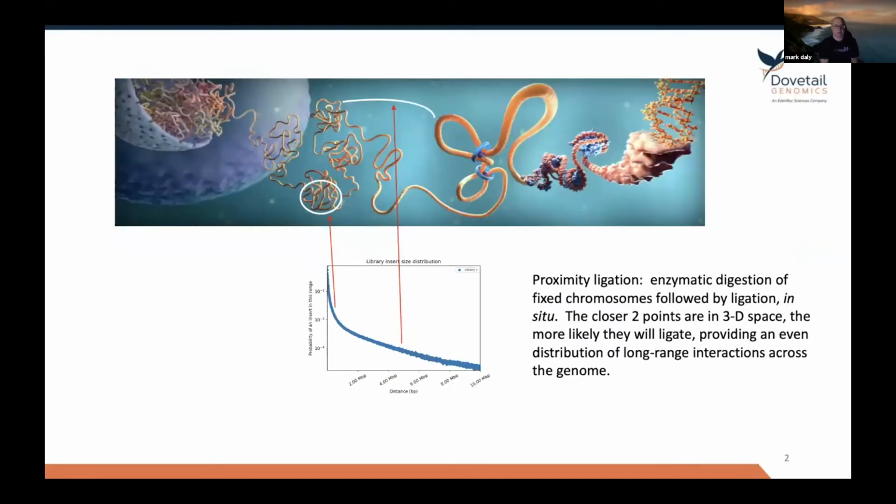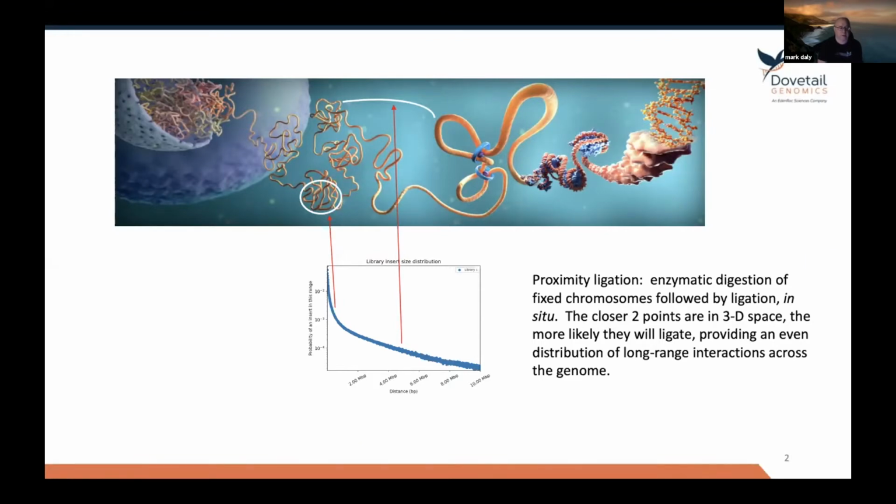So Dovetail is a proximity ligation company. Our core technology is all to do with proximity ligation. And what is proximity ligation? Basically, it's chopping up the chromosomes of an organism's cell in situ and then ligating them back together, in simplest terms, is what we're doing.